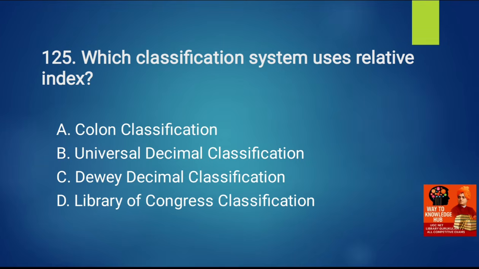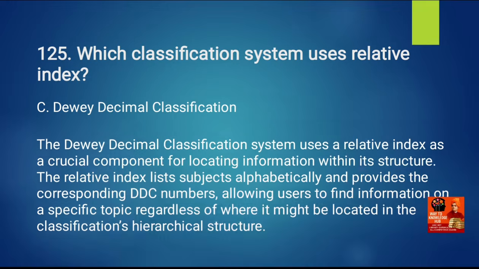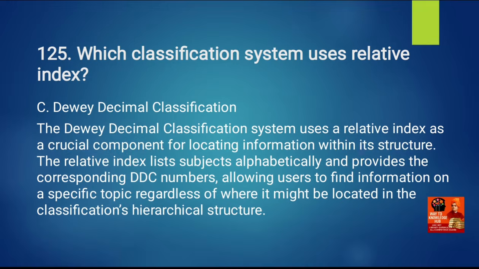Question number 125. Which classification system uses relative index? Option A colon classification, option B universal decimal classification, option C Dewey Decimal Classification, option D Library of Congress Classification. The answer is option C, Dewey Decimal Classification. The Dewey Decimal Classification system uses a relative index as a crucial component for locating information within its structure. The relative index lists subjects alphabetically and provides the corresponding DDC numbers, allowing users to find information on a specific topic regardless of where it might be located in the classification's hierarchical structure.